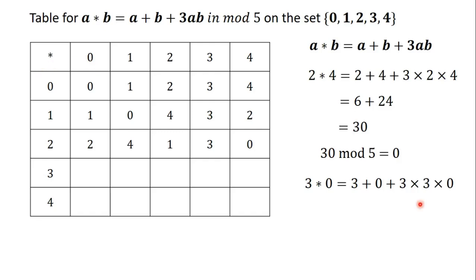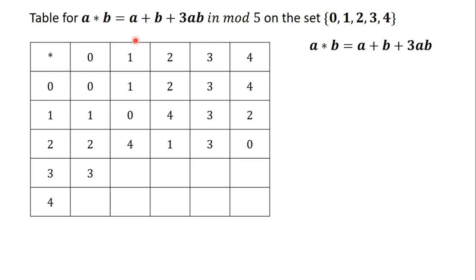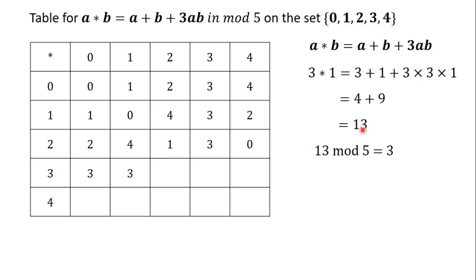3 star 0. 3 star 0 will give us 3 plus 0 plus 3 times 3 times 0. And this will give us 3 plus 0. 3 plus 0 is 3. 3 mod 5 is 3. 3 star 1. 3 star 1 is equal to 3 plus 1 plus 3 times 3 times 1. And it's equal to 4 plus 9. 4 plus 9 will give us 13. 13 mod 5 is 3.